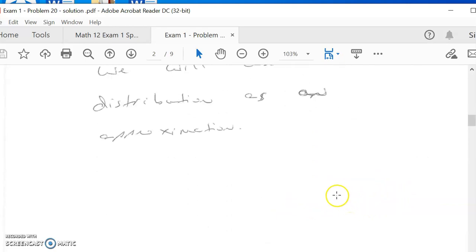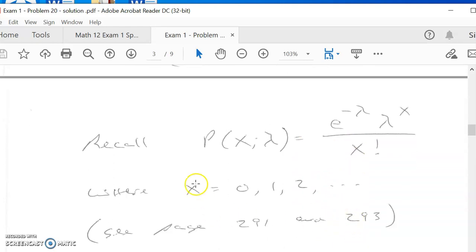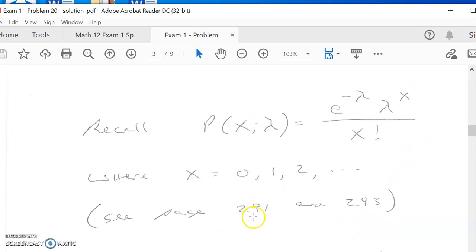So the book tells you when you can use it. But the reality here is the problem tells you to do it. So this is what we're going to do. Well, here's the Poisson distribution. That's on page 291 and page 293. Here it is. So all we got to do is figure out, what do we plug in here?